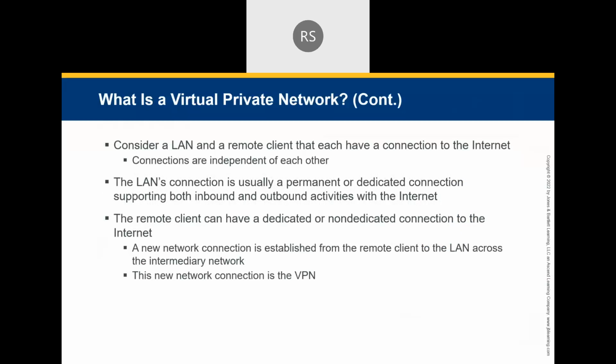So consider the scenario where a LAN and a remote client both have independent connections to the internet. These connections are independent of each other. In the LAN, usually that connection is a permanent or dedicated connection, supporting both inbound and outbound activities with the internet. The remote client can have either a dedicated or a non-dedicated connection to the internet. So a new network connection is established from the remote client to the LAN across the intermediary network. And this new network connection is the VPN.